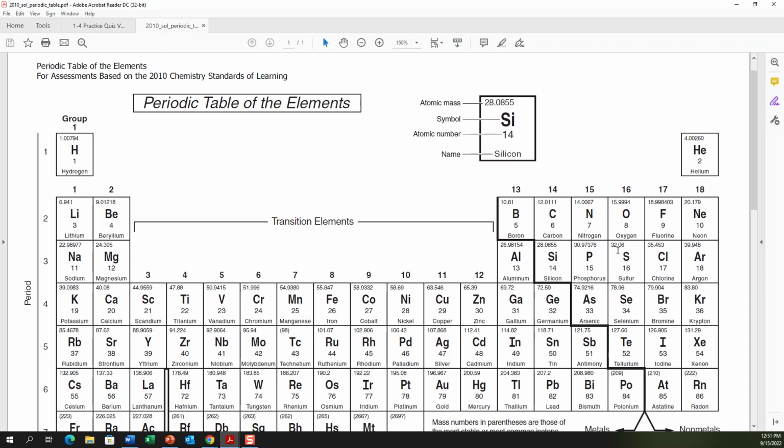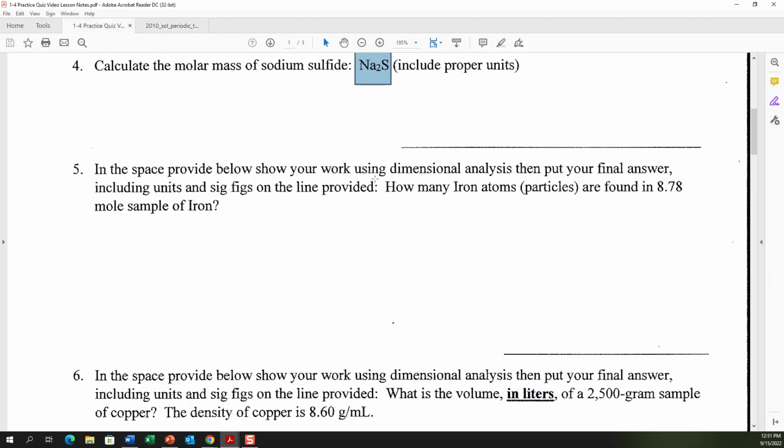Now, some other periodic tables that you might use might say 32.07. It doesn't matter if you're off by a hundredths place or something. Just use the number that you have on your periodic table. So one of these and two of these. It would be 22.99 plus 22.99 plus 32.06. That's all you'd have to do to add it up.